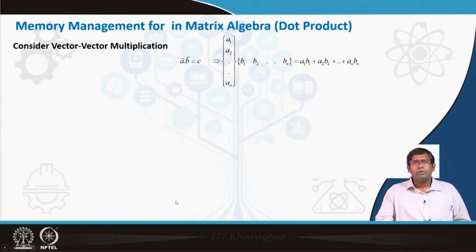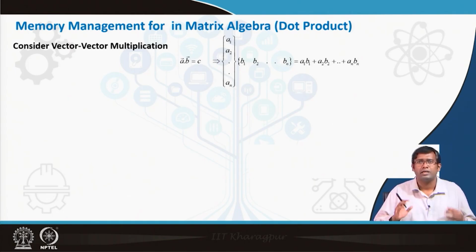Now, we look into some simple matrix operation programs and see how the memory management is done for them. One is the dot product. We have to consider vector multiplication. Vector A multiplied with vector B gives the scalar C, which is C equals A1 B1 plus A2 B2 up to An Bn. Now, we will assume that these are large vectors, million-size vectors.